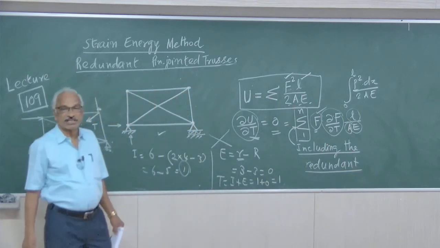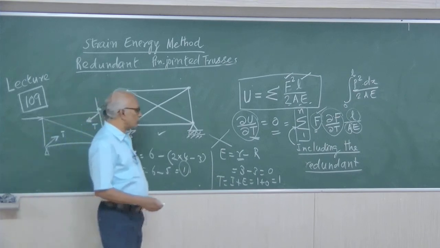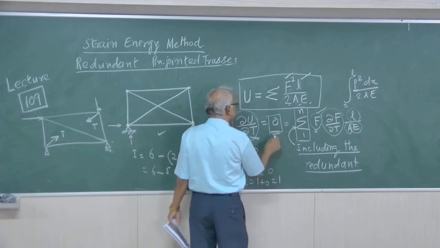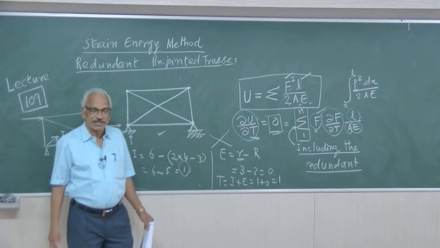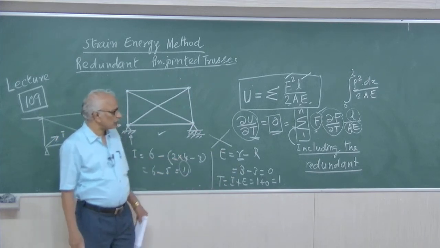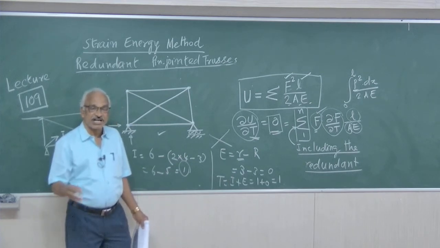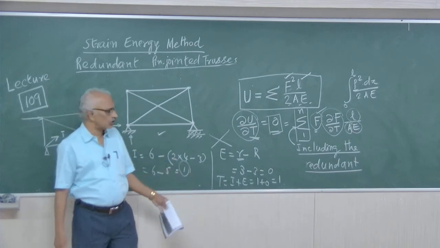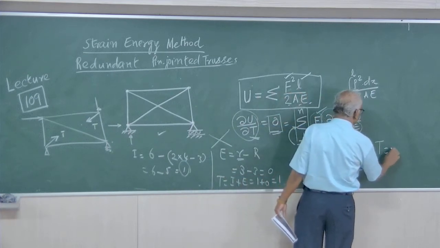Sum up everything. So, when you equate them to 0, because the partial derivative of the total strain energy with respect to T will give you the displacement. Now here the displacement is 0, therefore sigma F into ∂F/∂T into L by AE equals 0. That is Castigliano's second theorem. So when that is equated to 0, we will be getting the redundant force T. We can obtain the value of T.